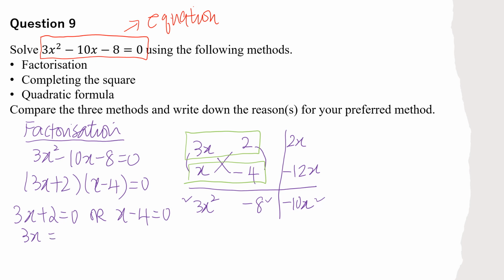3x, you take minus 2 on both sides, divide by 3 on both sides. So this is one answer, and this is the second answer. All right, so this is how you solve it using the cross method. All right.